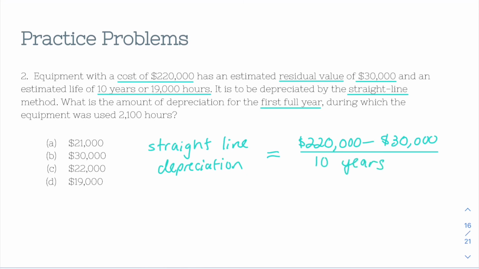So that is going to get us $19,000 per year. And that is going to be D. So every year we are going to depreciate the asset for $19,000. That's our initial cost minus the residual value divided by the number of years of useful life. And that is the straight line method.